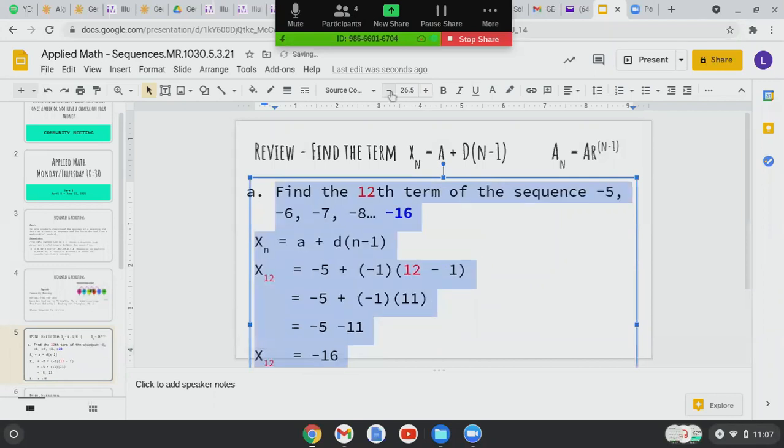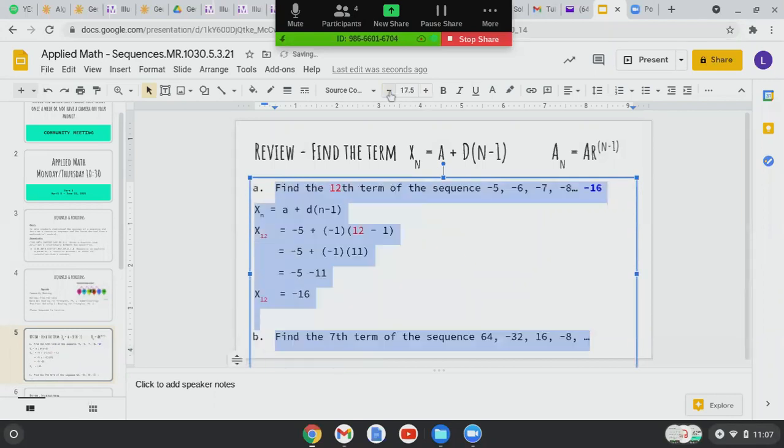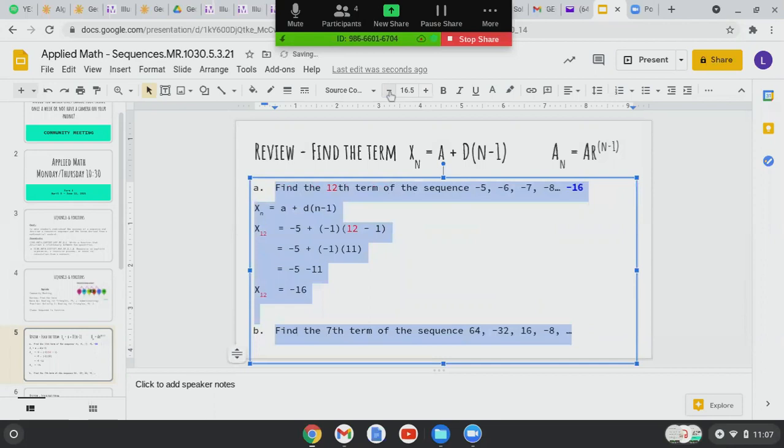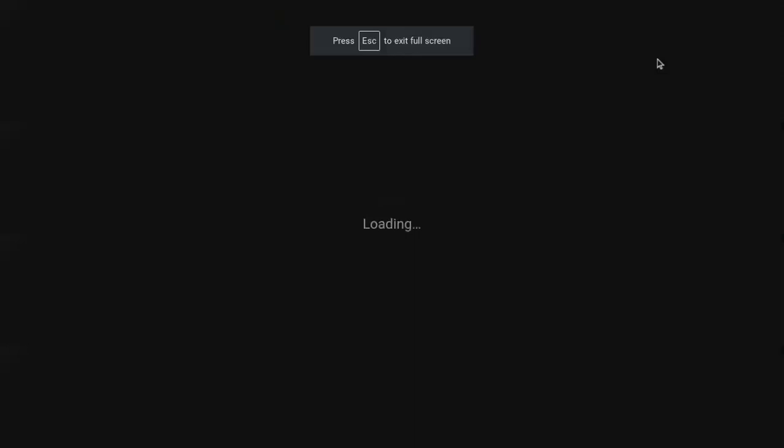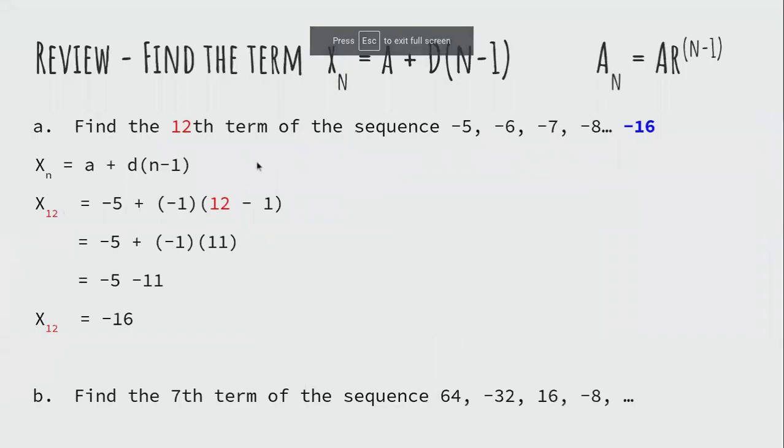All right, let me break this down. Okay, that's better. So negative 16 it was. Again, remember, A is the first digit. So that's where we got -5. The difference is -1. You see the sequence is going further and further, deeper and deeper in the hole. -5, -6, -7, -8. So that's where the difference, -1, came in.